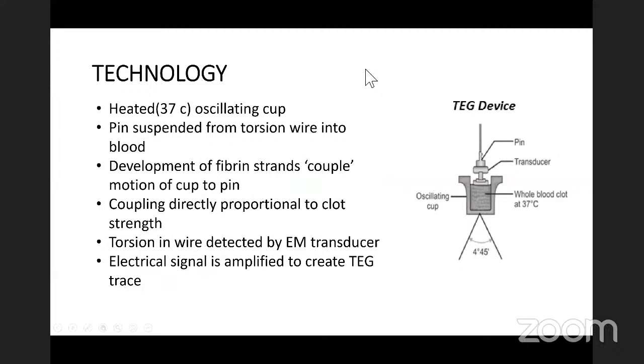Coming to the technology of TEG, there is a heated cup, heated at 37 degrees centigrade, which oscillates through 4 degrees 45 minutes every 5 seconds, in which a pin is suspended from a torsion wire into the blood. The development of fibrin strands couples the motion to the pin. The coupling is directly proportional to clot strength. Torsion in the wire is detected by an EM transducer. This electric signal is amplified to create a TEG trace.